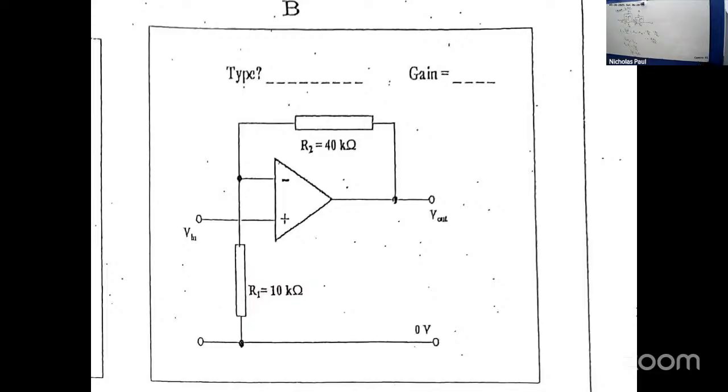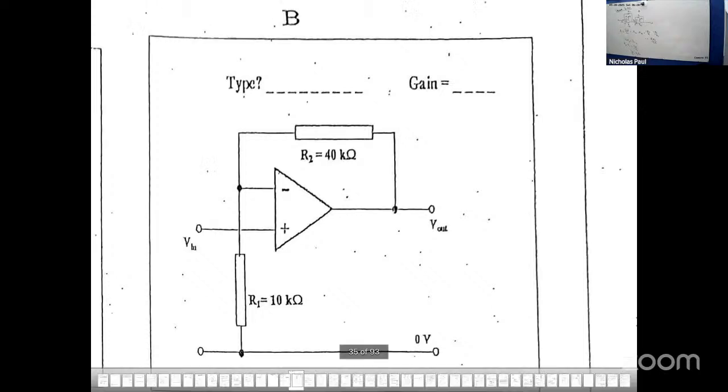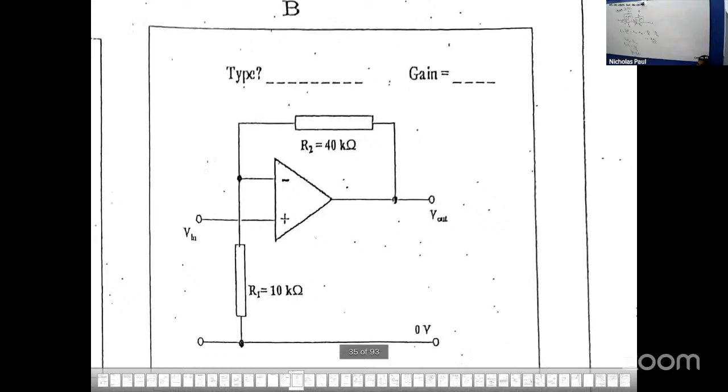Non-inverting. Right? Darian said non-inverting, correct, because the input is run through the non-inverting terminal and the inverting is connected to earth. Try this one either. Try C.